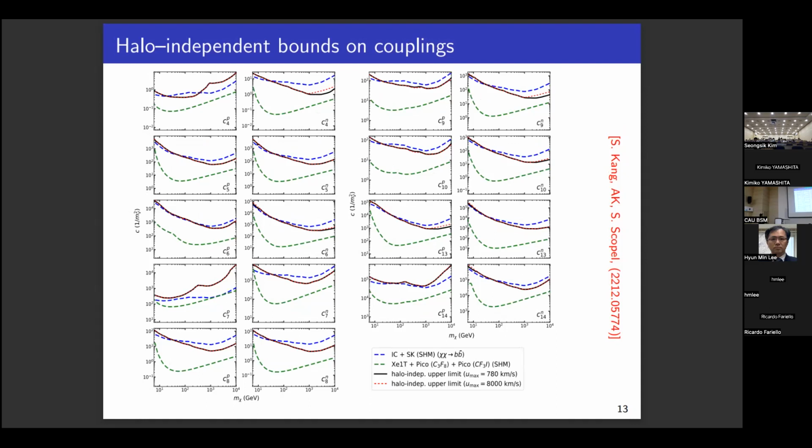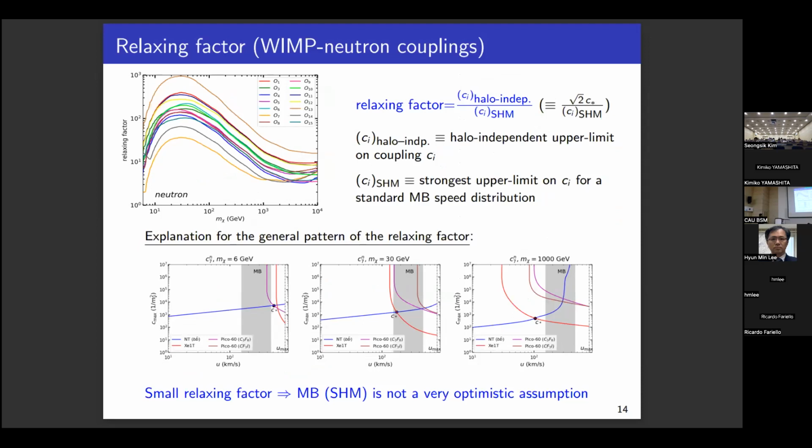In order to understand some general features from all these plots, we estimate the degree of relaxation of the halo-independent bound compared to that obtained using the standard halo model. For this, we define a relaxing factor, which is basically the ratio between the halo-independent bound on a coupling and the strongest upper limit on the same coupling obtained for the Maxwell-Boltzmann distribution or standard halo model.